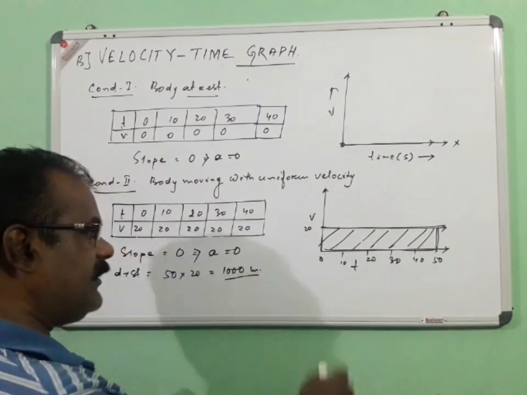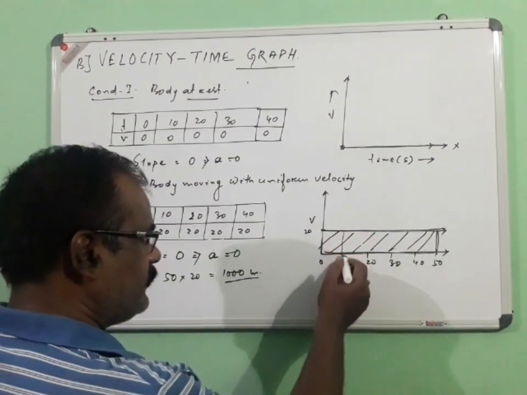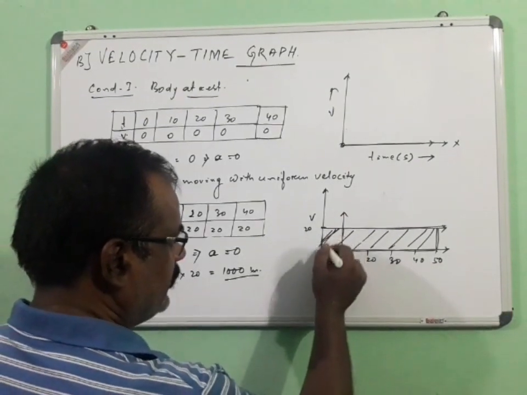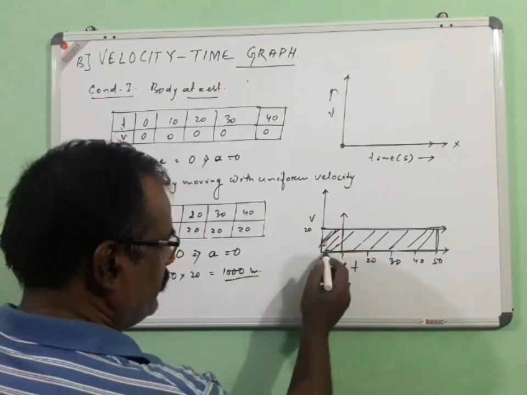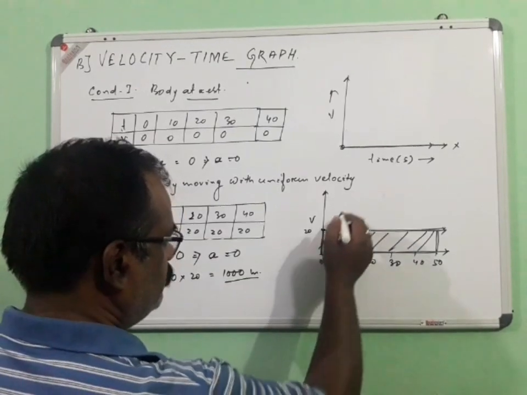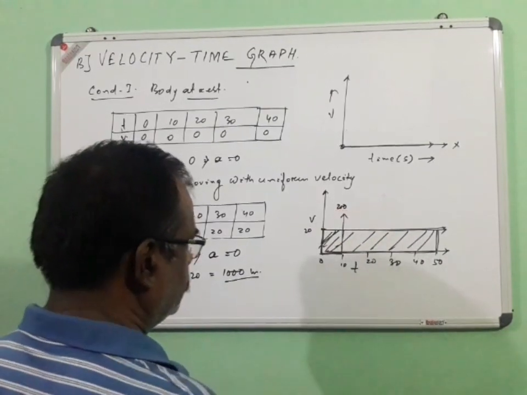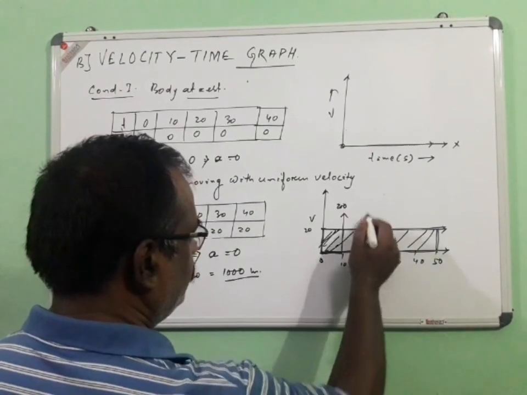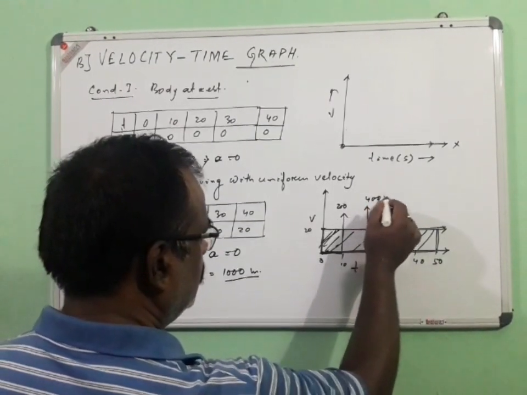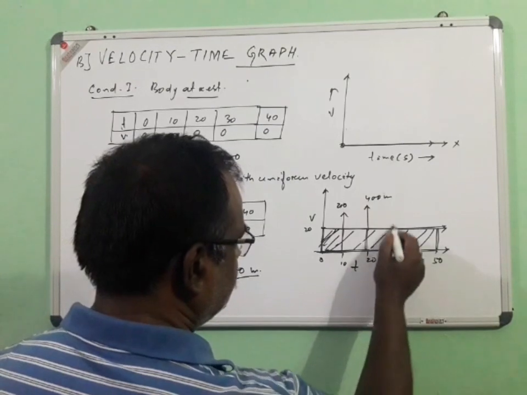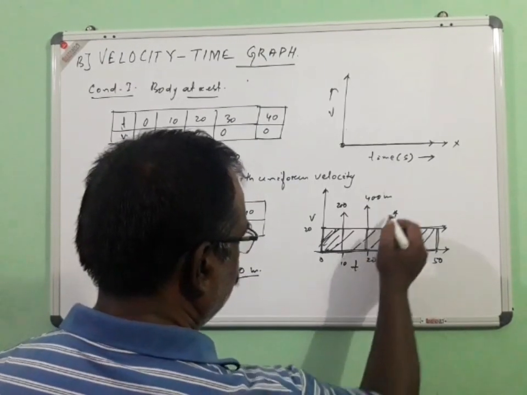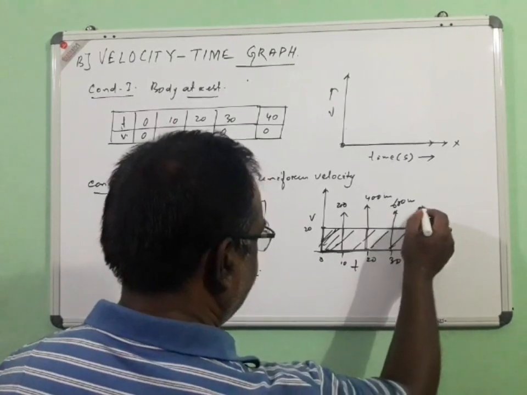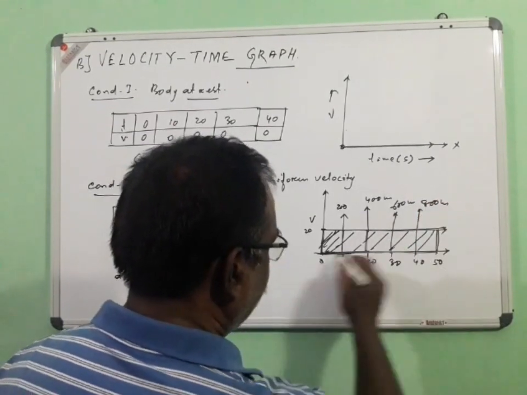Or individually, if we find out at 10 seconds how much, the distance covered after 10 seconds will be equal to 10 into 20, 200 meter, and after 20 seconds it becomes 20 into 20, 400 meter. By the end of 30 seconds, it has traveled 30 into 20, 600 meter. After 40 seconds, it has traveled 800 meter. So likewise, it will go on.